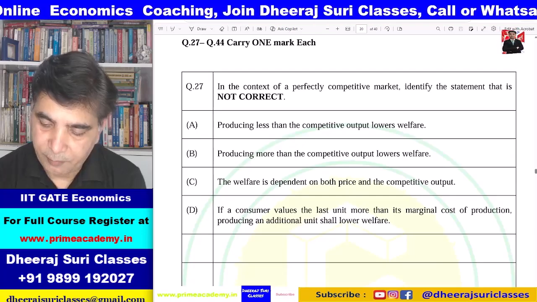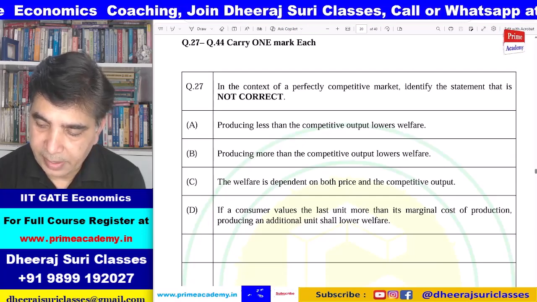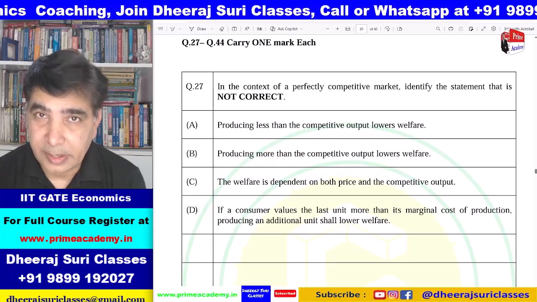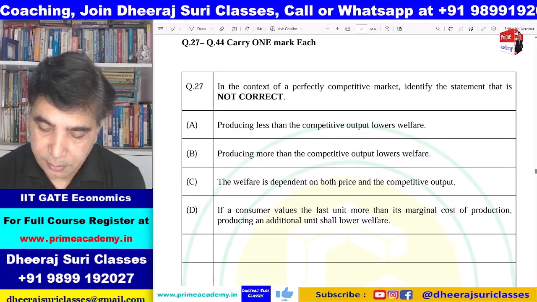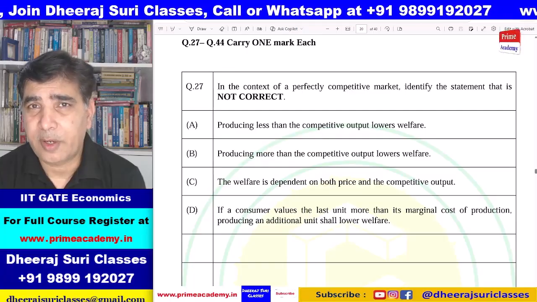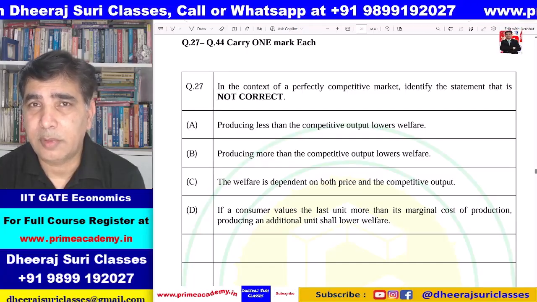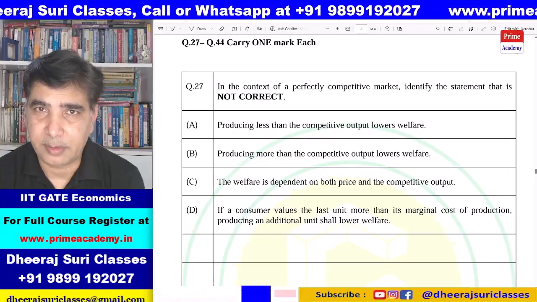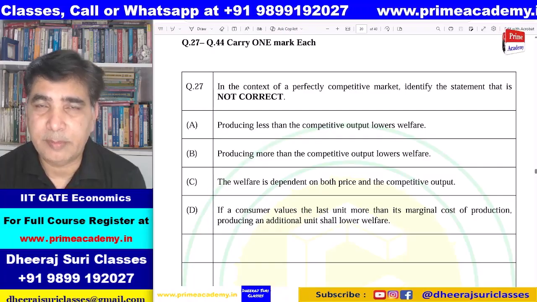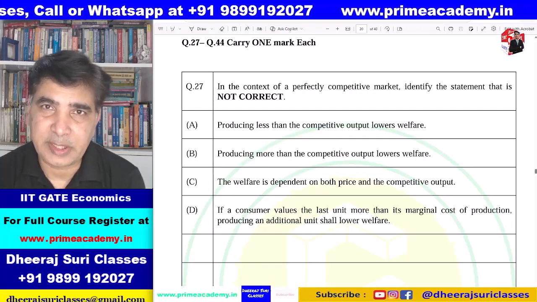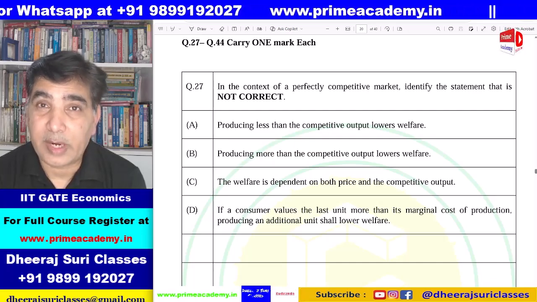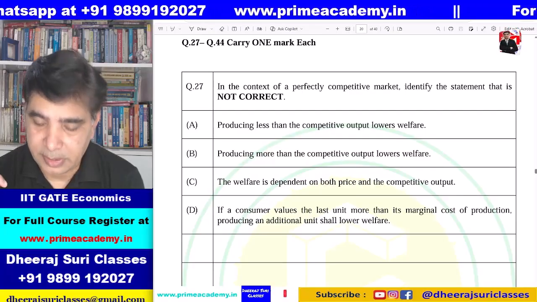In the context of perfectly competitive market, identify the statement that is not correct. We have to find out the statement which is not correct, right? So first one, producing less than competitive output lowers welfare. This is correct because under perfect competition, output should be equal to the point where price is equal to MC. It is competitive output and it is the efficient output as well. If you are producing more than efficiency level or less than efficiency level, then you are creating some inefficiencies. So first one is correct, but our answer has to be something which is not correct. So first is not the answer.